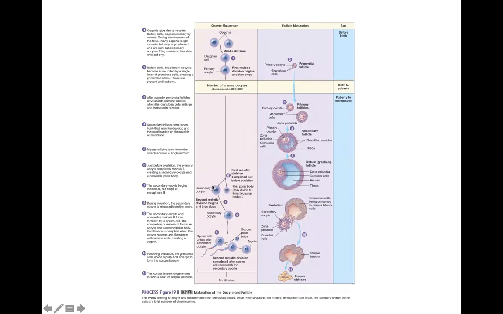One forms the polar body. This is the secondary oocyte. The polar body actually further degenerates, and the secondary oocyte is now ready to be fertilized by a sperm.